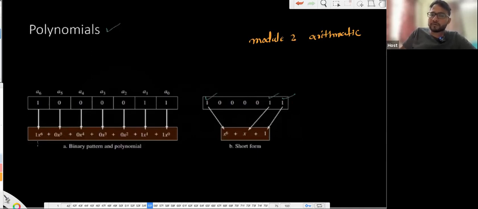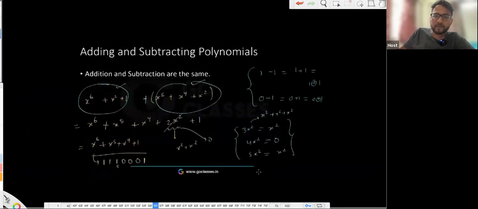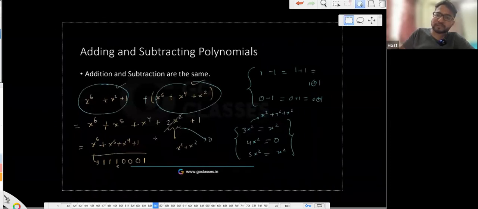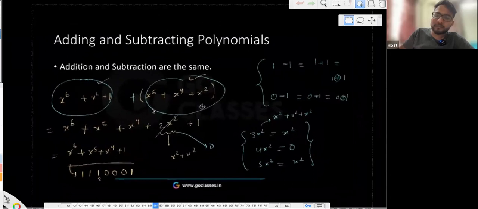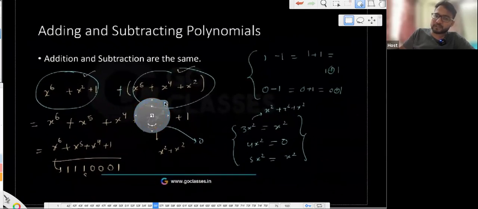So you know how to convert to a polynomial, right? You can convert this to a polynomial directly, wherever it is 1. This is x power 0, this is x power 1, and wherever it is 1, you just write that. This is x power 6, something like this. Now let's go to a very important slide, which is addition and subtraction. Both are the same in CRC mathematics.